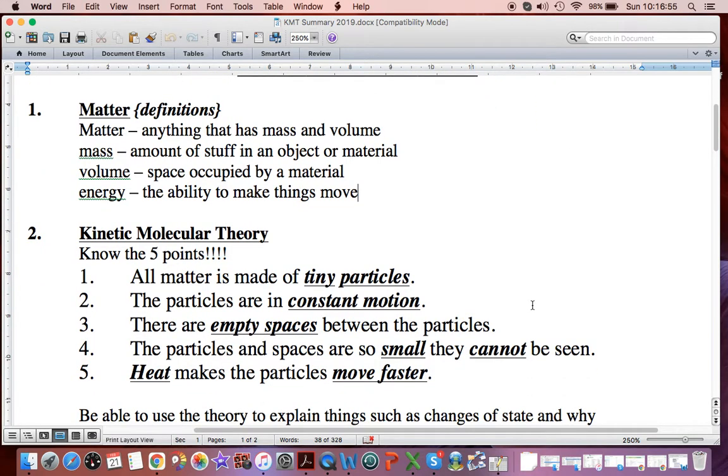You should have memorized these 5 points of the KMT. You've had plenty of opportunity to do that. Make sure you've done it by the test.